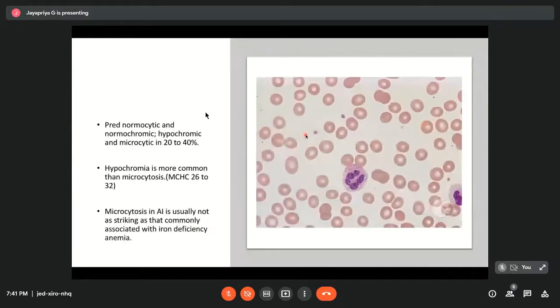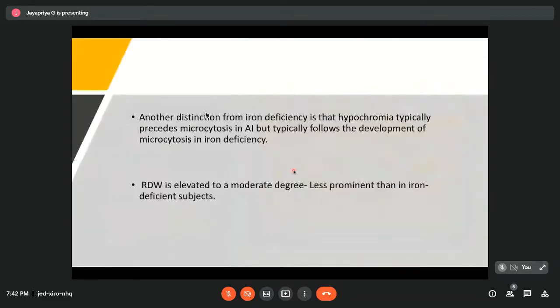So in the long term, even though it starts as a normocytic normochromic anemia, it can eventually turn into an iron restricted anemia. That is, a hypochromic microcytic picture can develop. Compared to iron deficiency anemia, the microcytosis is actually less striking, and hypochromia is what is more commonly seen than the development of microcytosis. The difference is that in anemia of inflammation, the development of hypochromia will precede the development of microcytosis, while it is the reverse in iron deficiency anemia.